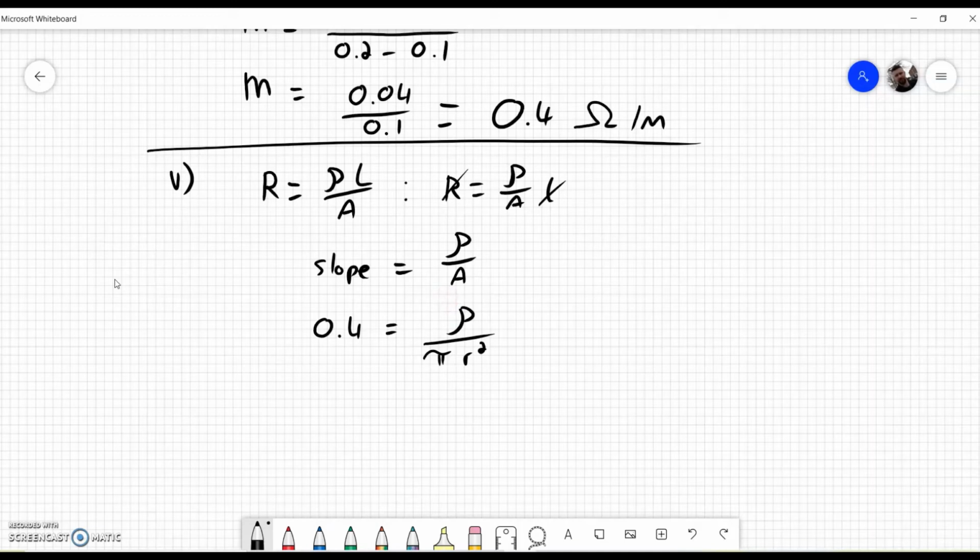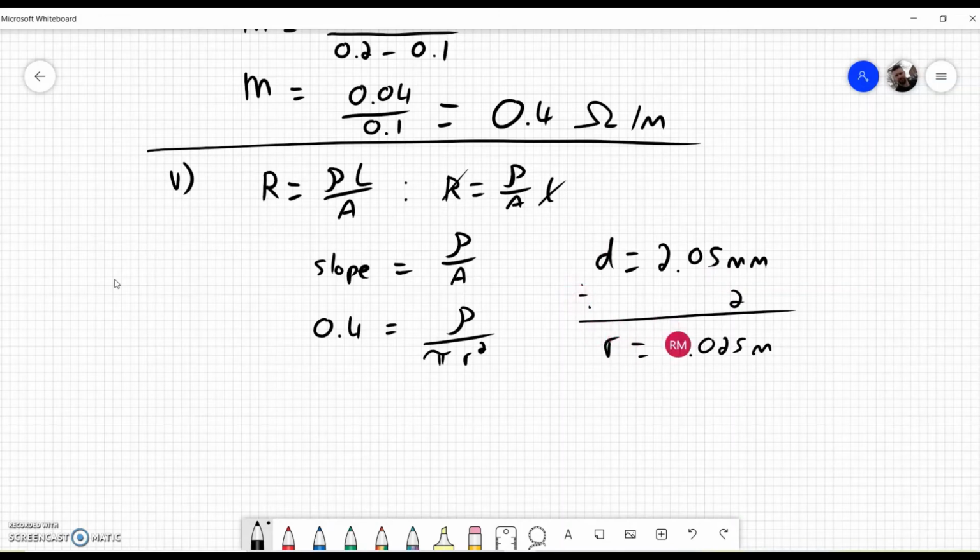So what I need to do is go back to the question and look up what the diameter was. The diameter from the data table was 2.05 millimeters. So I'll just take a little bit of space here on the side, and I'll write that in, that my diameter was equal to 2.05 millimeters. Then if I divide that by 2, my radius is equal to 1.025 millimeters. So my radius is equal to 1.025 multiplied by 10 to the minus 3 meters.